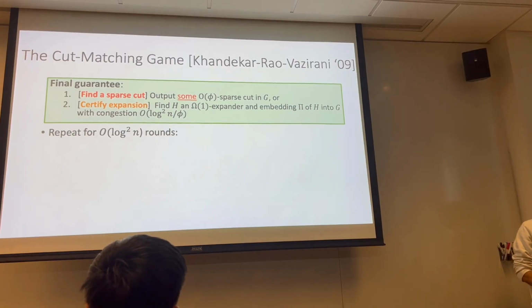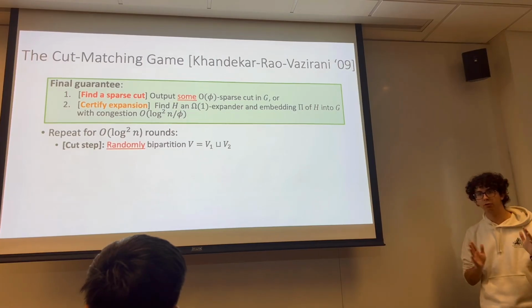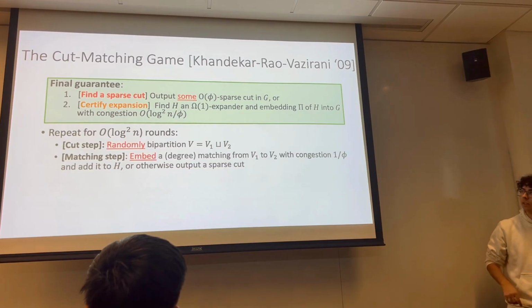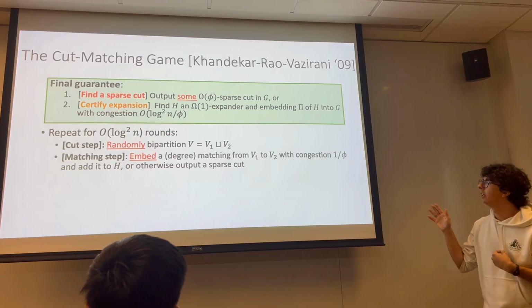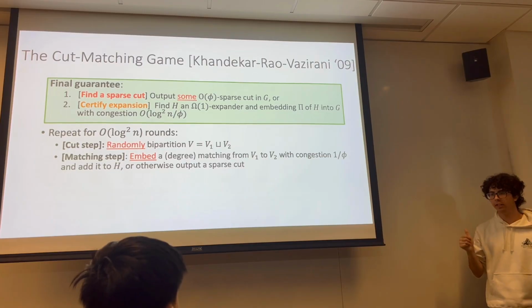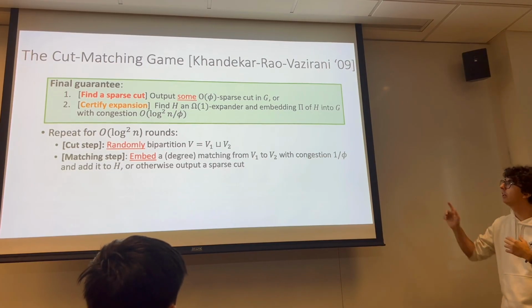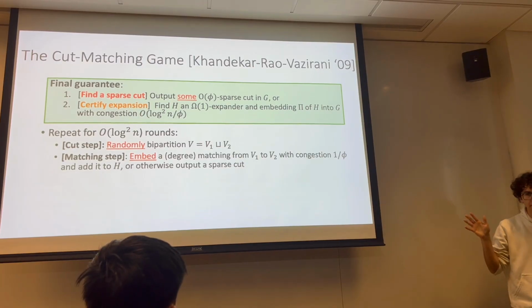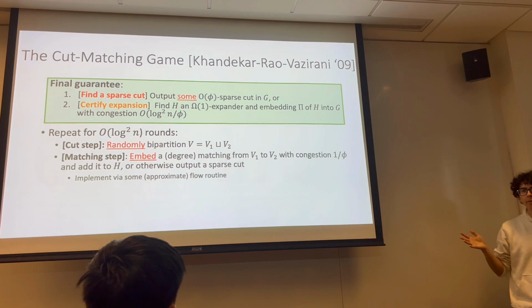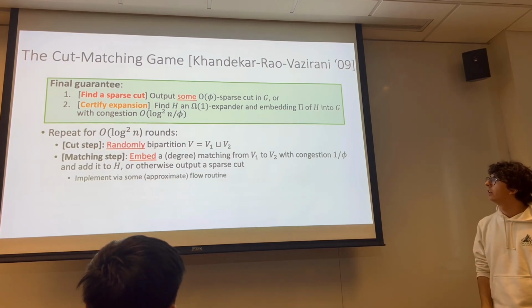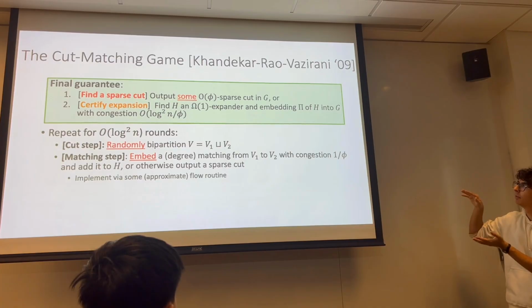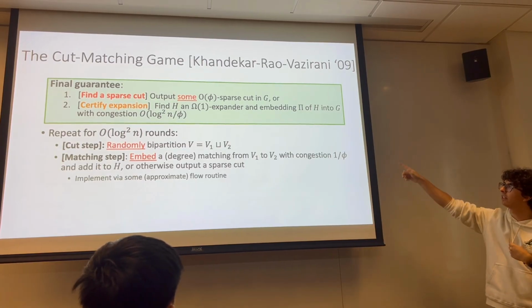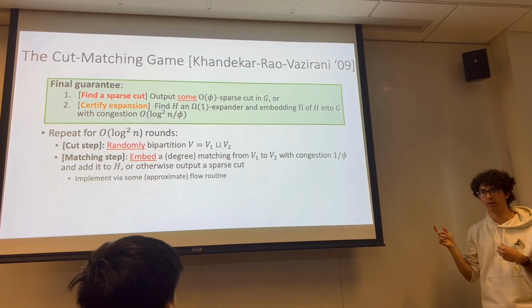And it's actually a pretty simple algorithm too. You just repeat log squared n rounds of randomly splitting the graph into two parts, and then try to embed a matching between those parts with low congestion. If you can successfully do this, great. If you fail, you end up finding a sparse cut and you output the first case. It's not obvious why that is, but it's because you can implement this with a flow routine or something. Okay, so it's probably still not obvious, given this relatively simple algorithm, why on earth, if you don't find sparse cuts, at the end you'll certify expansion, but I'm going to talk about that now. Yeah, Richard?